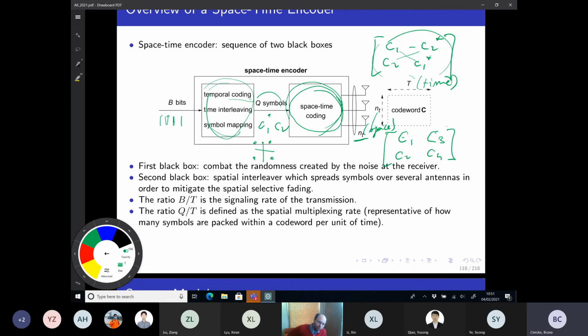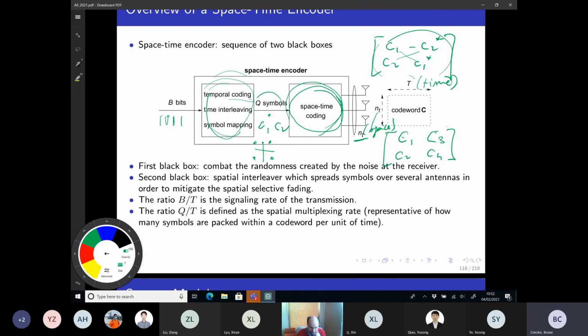They're actually very useful to understand how to design the MIMO transmission strategies. Unfortunately, they're not really used in practice because the most popular structure is really this. You have temporal coding like this, and then you have the symbols, and then you map into some space-time code.